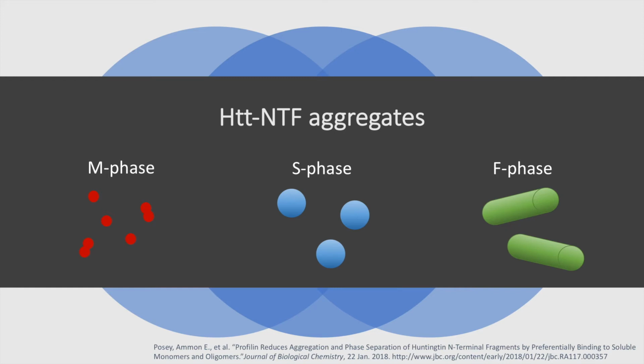For example, when the concentration of aggregates in the M phase reaches a certain point, aggregates of the S phase begin to form. However, concentration thresholds can change through binding of profilin, an abundant protein in cells, to HTT aggregates. This results in reduction in aggregation and brings us to the concept of polyphasic linkage.